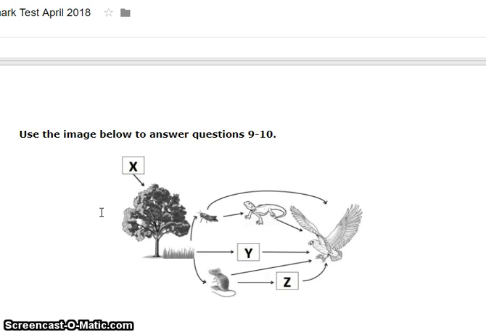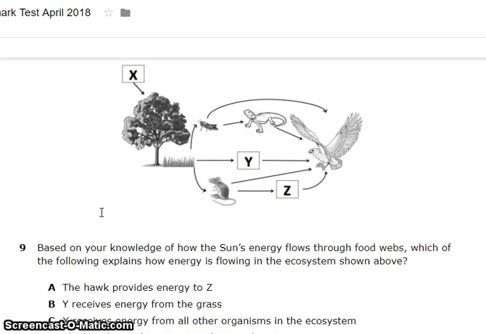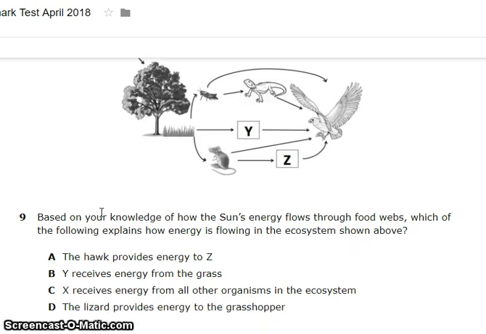Use the image below to answer questions 9 and 10. Question 9. Based on your knowledge of how the sun's energy flows through food webs, which of the following explains how energy is flowing in the ecosystem shown above? A. The hawk provides energy to Z. B. Y receives energy from the grass. C. X receives energy from all other organisms in the ecosystem. D. The lizard provides energy to the grasshopper.